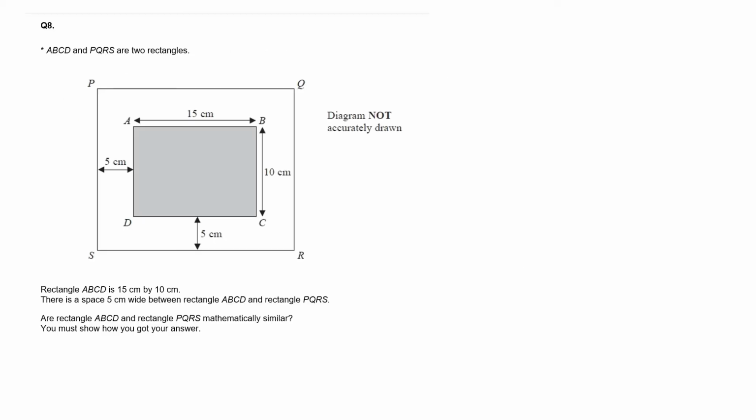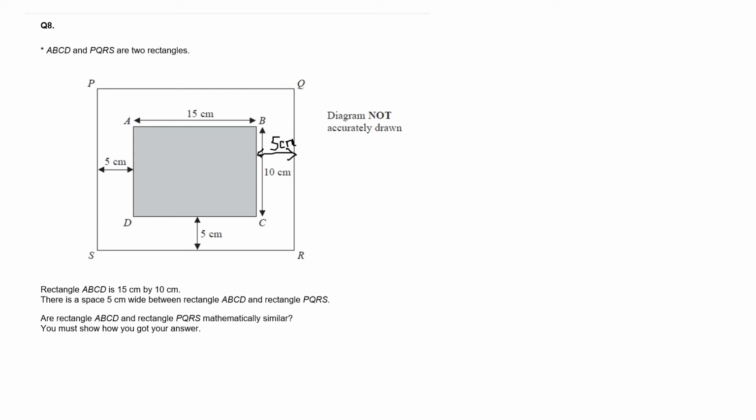So ABCD and PQRS are 2 rectangles. Rectangle ABCD is 15 centimetres by 10 centimetres. There is a space 5 centimetres wide between rectangle ABCD and rectangle PQRS. Are rectangle ABCD and rectangle PQRS mathematically similar? You must show how you got your answer. So we need to work out the length of PQ. And you must remember that we've got this 5 centimetre gap on both sides. Don't think it's only on one side, it's on both sides.